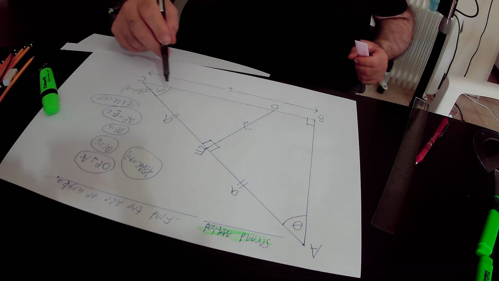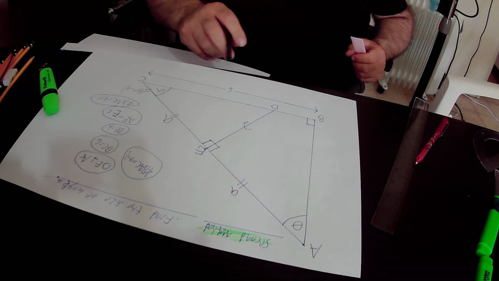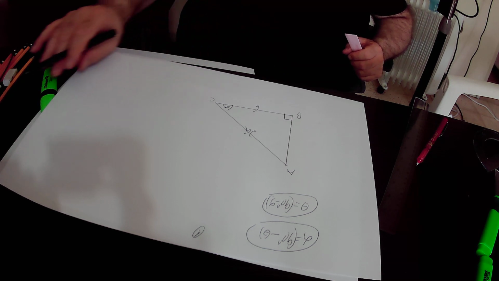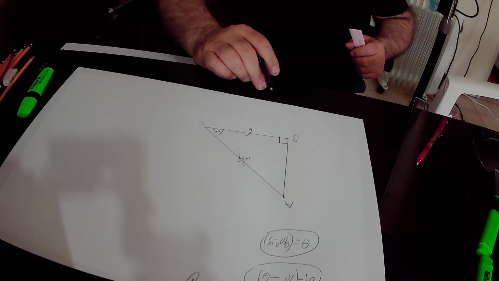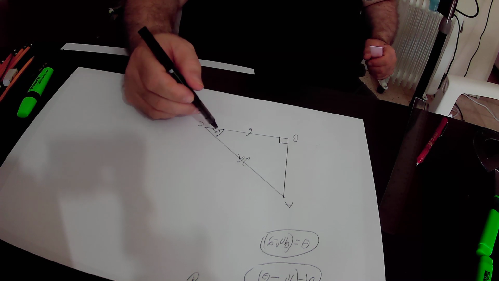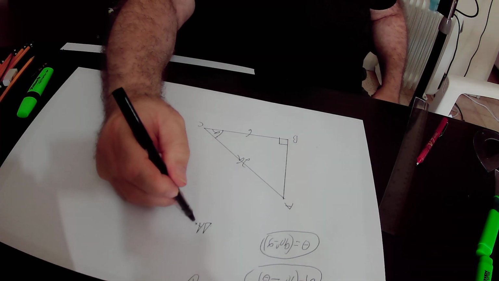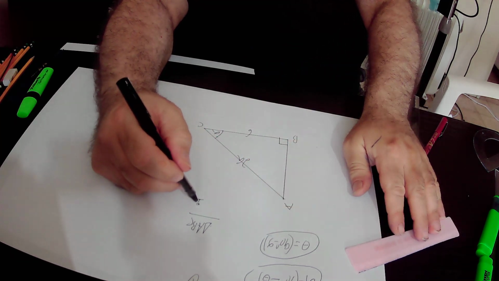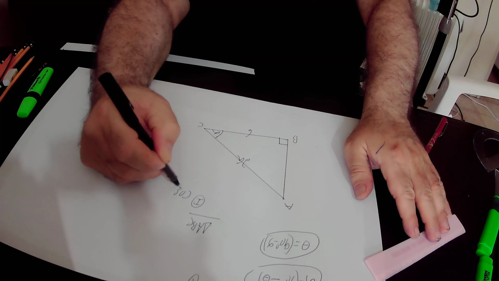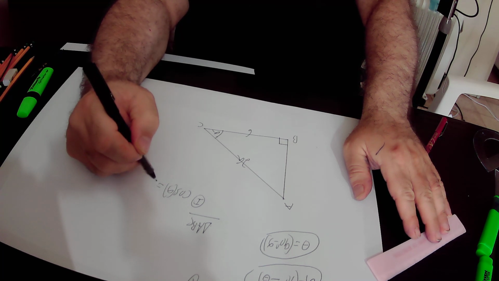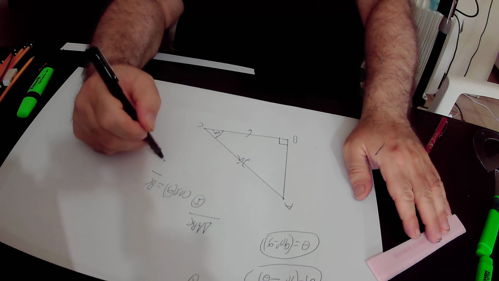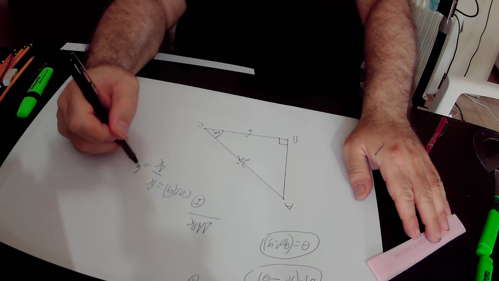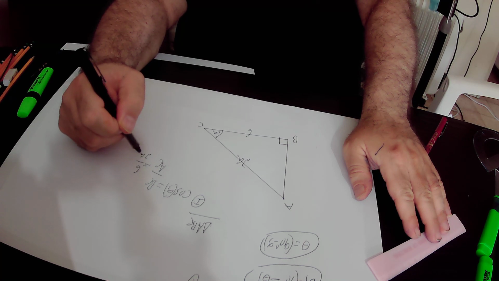AC equals A plus A, that is 2A. BC equals 6. I copied the right triangle ABC in this new page. And here it is very easy to see that in the right triangle ABC, cosine alpha equals BC over AC. BC equals 6, AC equals 2A.